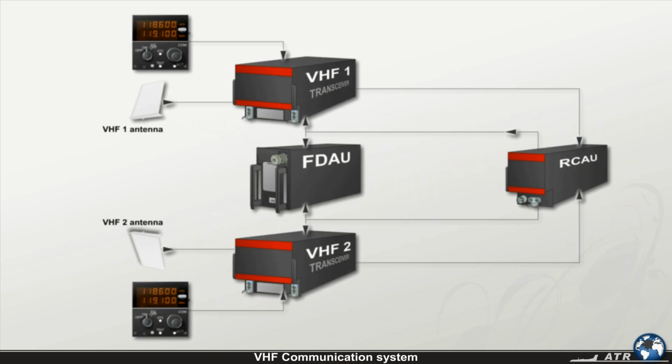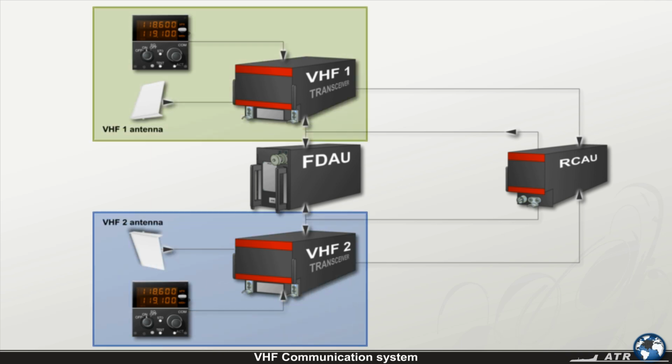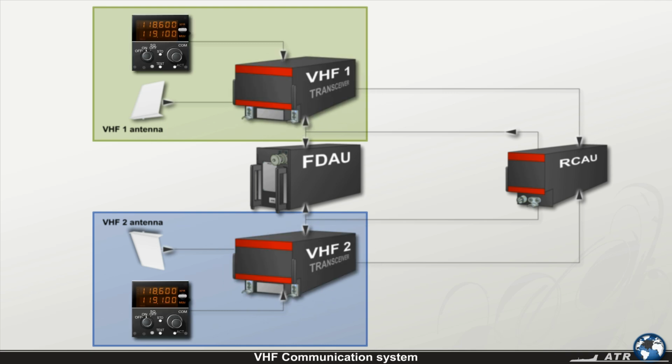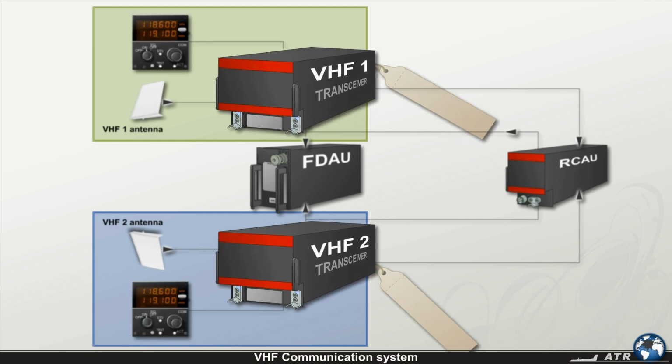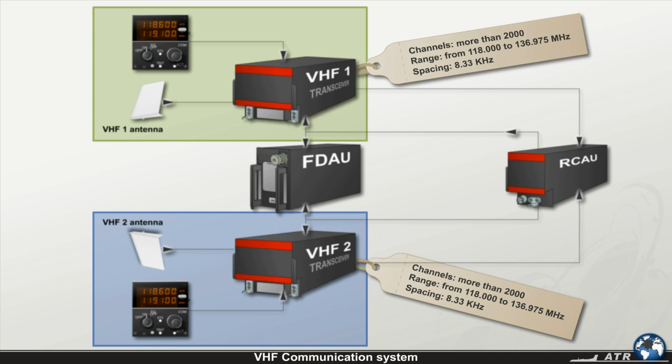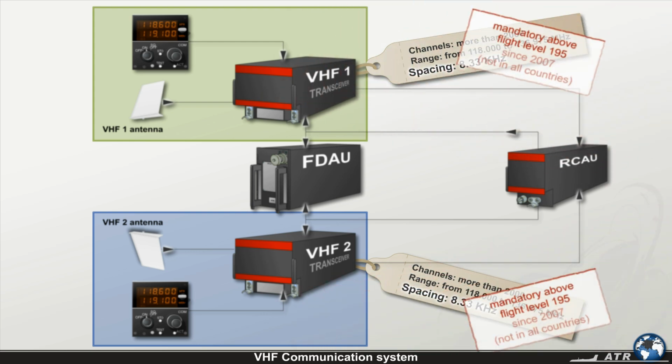The VHF communication system has 2 separate systems. Each system has its own antenna and transceiver, and each transceiver is controlled by its own control box. The transceiver provides communications on more than 2,000 channels from 118 to 136.975 MHz with 8.33 kHz spacing. VHF radios capable of 8.33 kHz spacing are mandatory above flight level 195 since the year 2007.